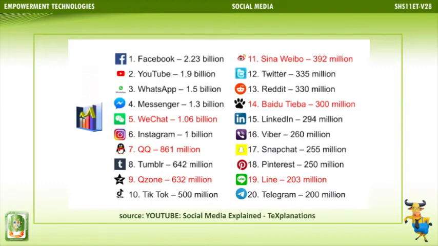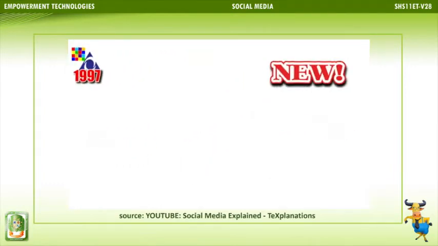We've got Google at number 2 here. There are all kinds of social networks. I put the ones that are outside of the US in red. A lot of them are big in China. So that's one way of looking at social networks.